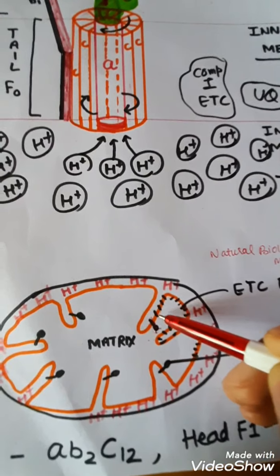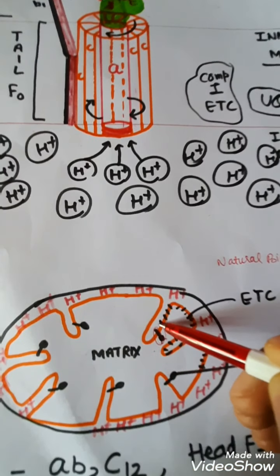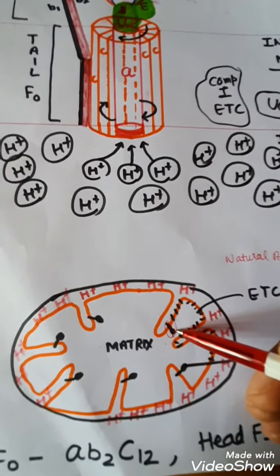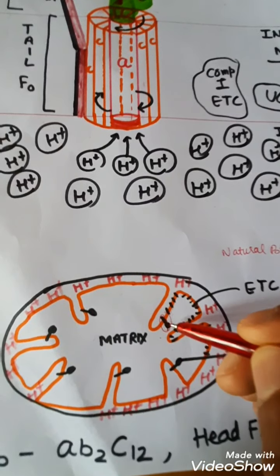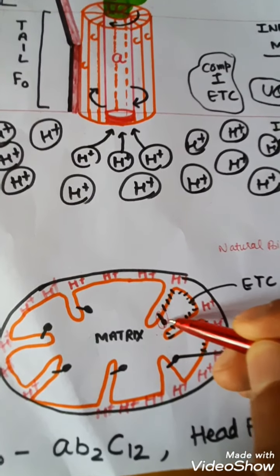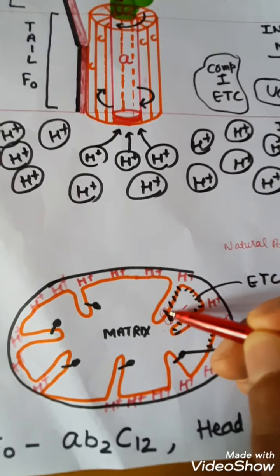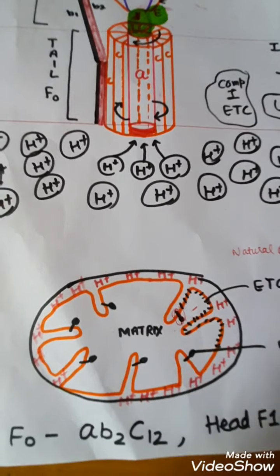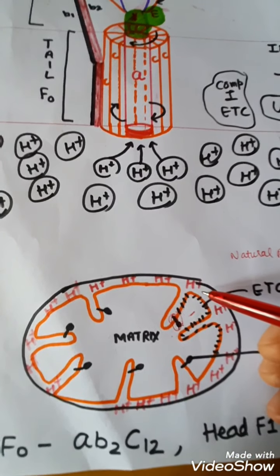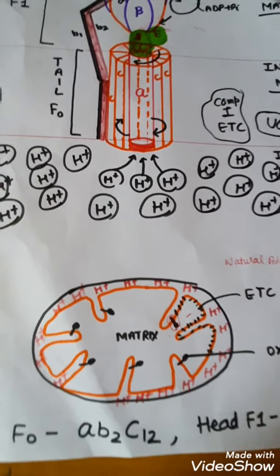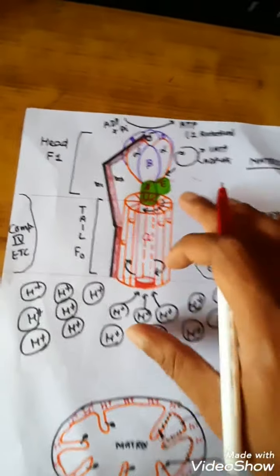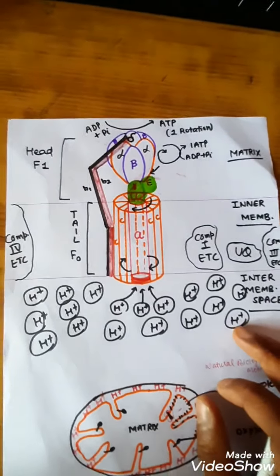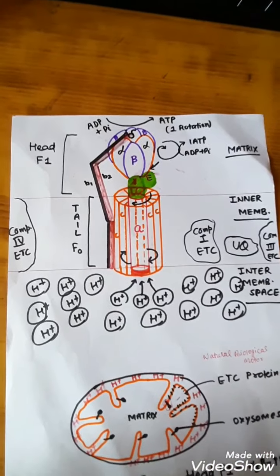After complex 4, there is a natural biological motor, which is also called the F0 F1 particle. It has two components, an F1 head that is embedded inside the matrix and an F0 tail that is present inside the inner membrane of the mitochondria. Our protons are accumulated in the intermembrane space as a result of the electron transport chain. So here in this diagram, we will study in detail the structure of the F0 F1 particles or the oxysomes.